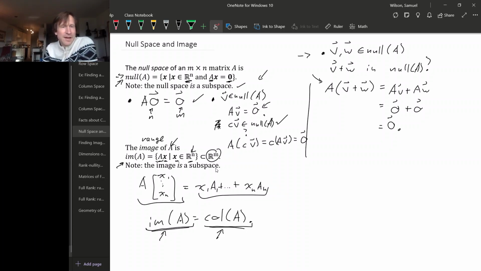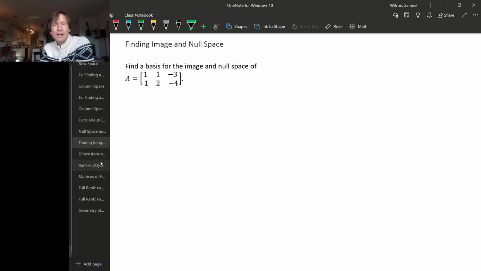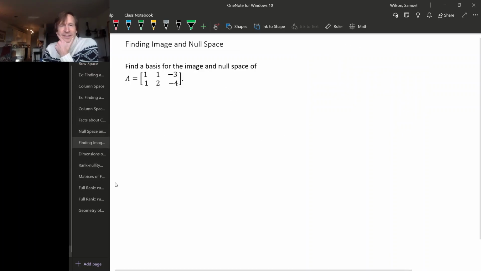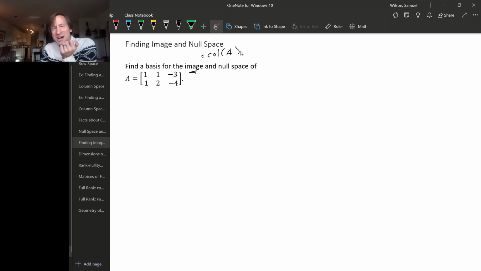So, all right. Well, let's find a basis for these things. So let's find a basis for the image and the null space of this matrix. Well, we just noticed that the image is really the same as the column space. And we know how to find a basis for the column space of a matrix. For this particular one, the column space is going to be in R2, and we know how to find a basis for a column space, so I'm going to take a shortcut.